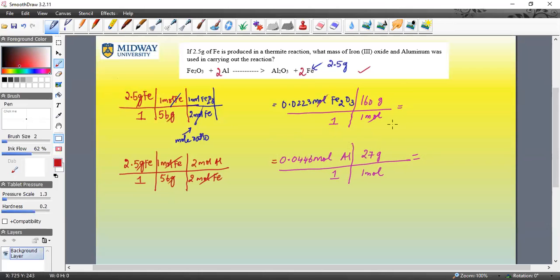So that means we multiply the 0.023 times 160. So this is 3.6 grams of iron oxide. I forgot to write the formula here. And this is aluminum. So that's 0.0446 times 27. You started with 1.20 grams of aluminum.